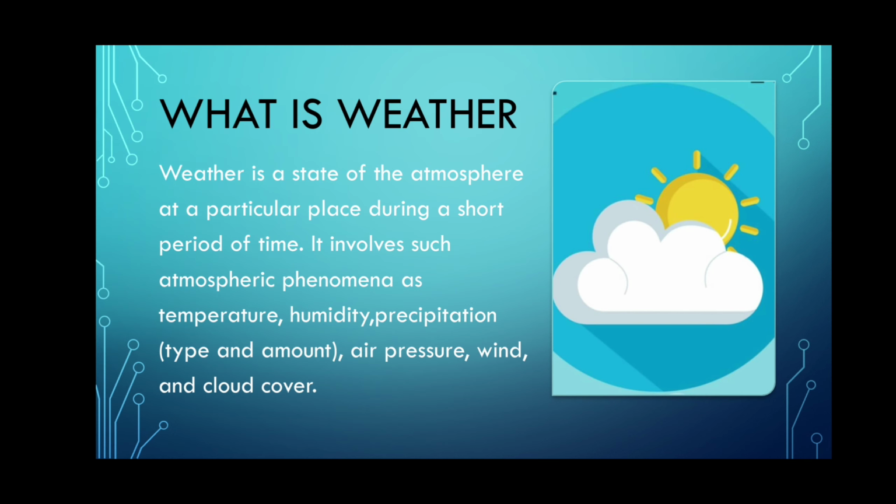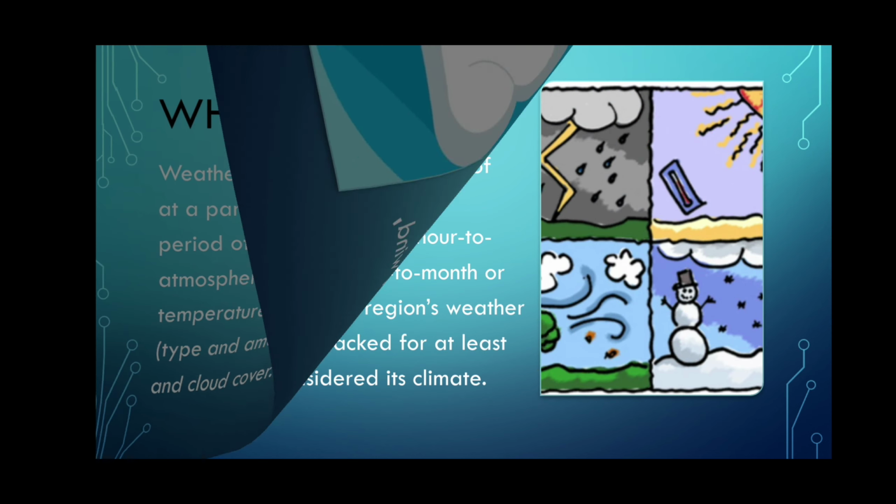What is weather? Weather is a state of the atmosphere at a particular place during a short period of time. It involves such atmospheric phenomena as temperature, humidity, precipitation, type and amount, air pressure, wind, and cloud cover.